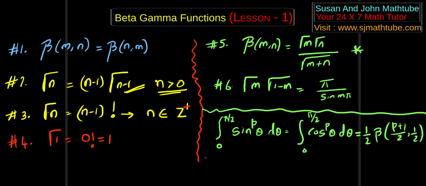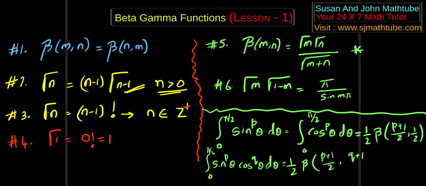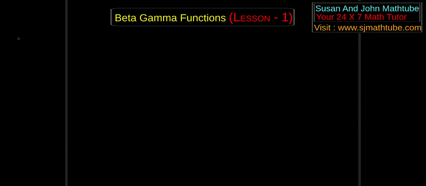And here comes the last one, that is 0 to pi by 2 sin to the power p theta cos to the power q theta d theta will be 1 by 2 beta of (p plus 1) by 2 comma (q plus 1) by 2. That's it. So I hope you have written all these properties somewhere, and let's start. The first thing I'm going to teach you is how to evaluate gamma values.